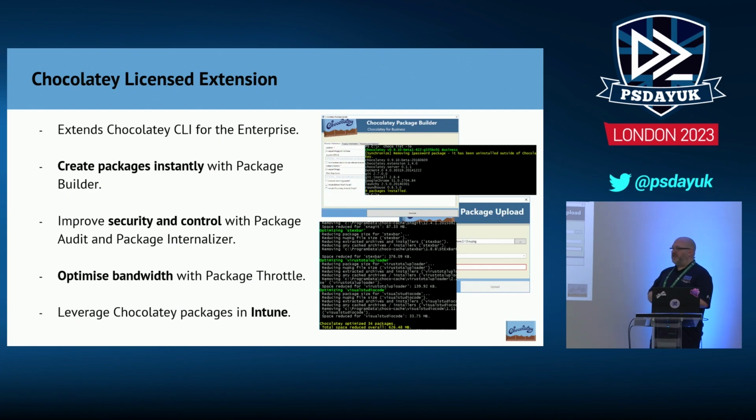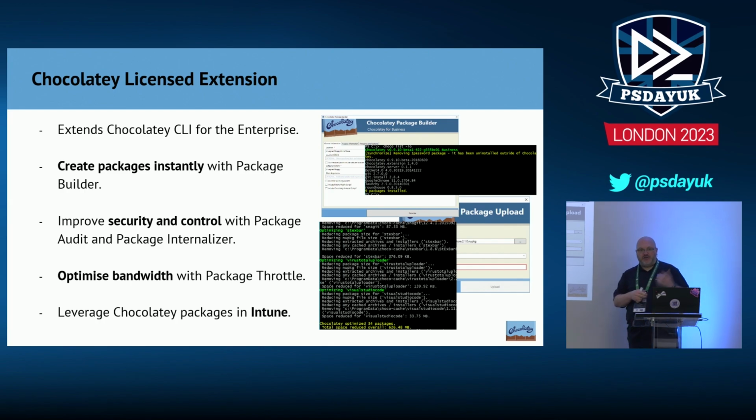Chocolatey licensed extension. As I mentioned earlier on, that extends Chocolatey CLI, and this is what's moving into now the commercial version of Chocolatey, what people pay for. And it extends Chocolatey CLI and adds on those bits that you would need for the enterprise, for your organization. It matches those organizational use cases. Allows you to create packages instantly with Package Builder.